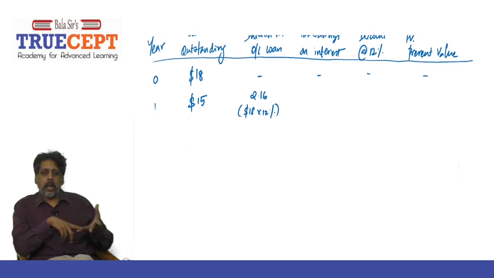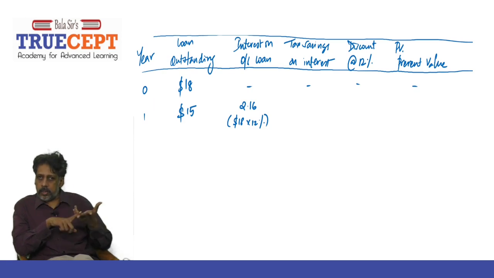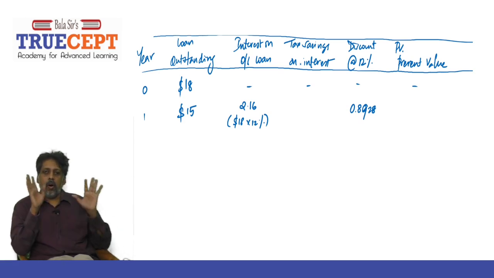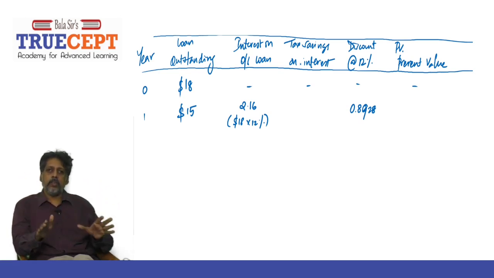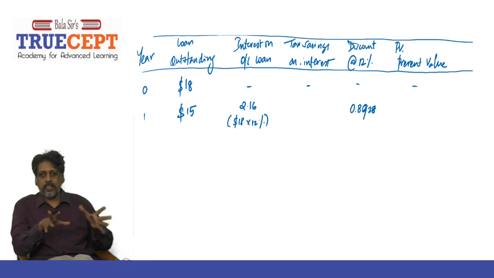And then next column will be what? The discount factor, which is given in the question at 12%. 0.8928. They're given 4 decimals in the question itself. Remember guys, whenever the discount factors are given in the question, you just take those numbers. You do not manufacture the numbers. Take the numbers given in the question. Okay, 0.8928.